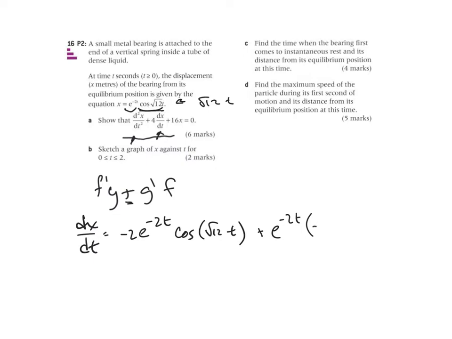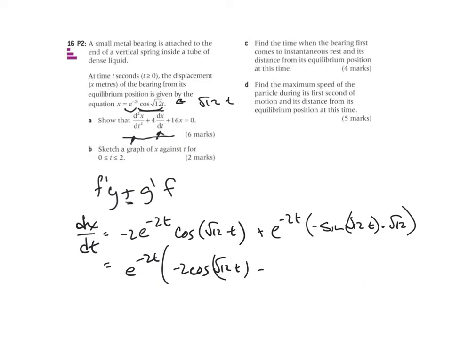So the derivative of cosine is a negative sine root 12t. Chain rule inside says multiply by root 12, and I get this here. And then to simplify this a little bit to make life easier, I'm going to pull out an e to the minus 2t, which gives me negative 2 cosine root 12t minus root 12 sine root 12t.